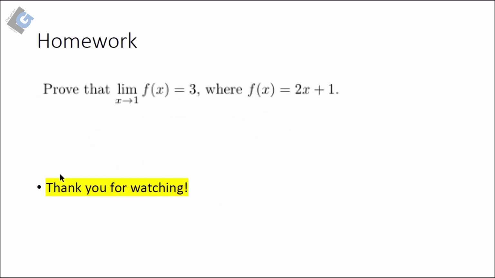So let me give you a homework. Please prove that the limit of the function f(x) is equal to 3 when x approaches 1, where f(x) is equal to 2x plus 1, 2 multiplied by x plus 1.